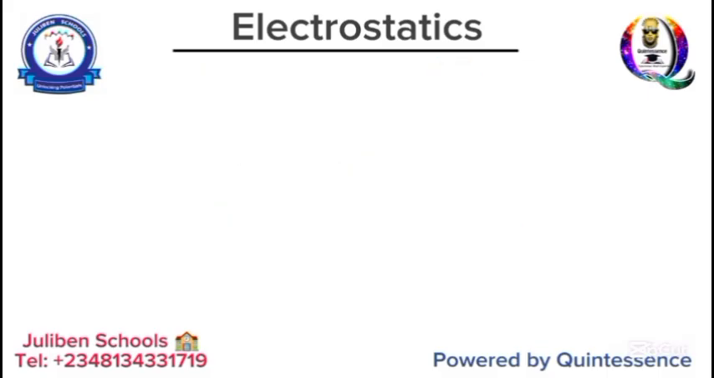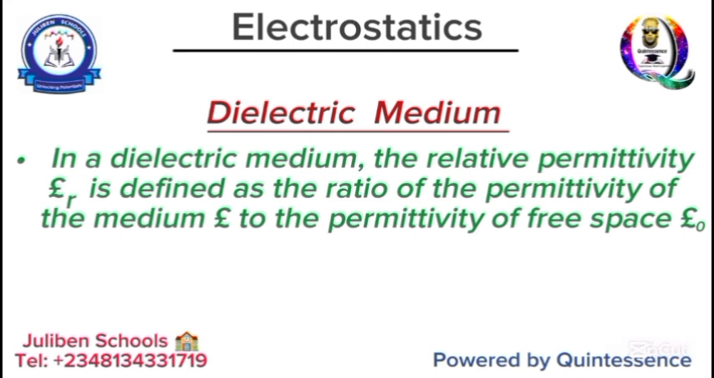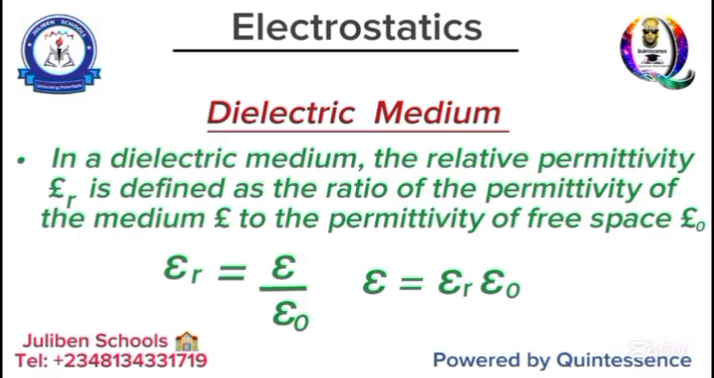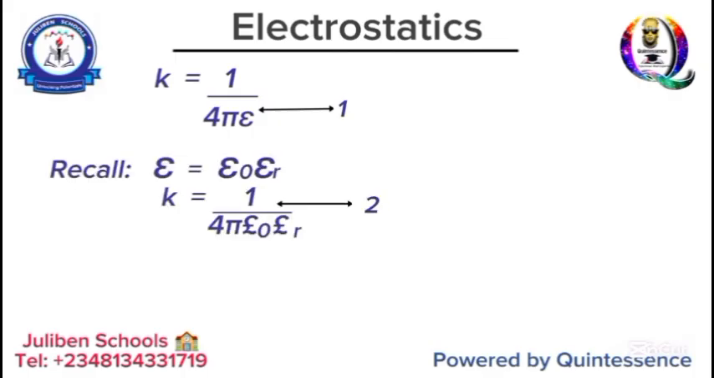Now that takes us to a dielectric medium. In a dielectric medium, the relative permittivity, epsilon R, is defined as the ratio of the permittivity of the medium to that of free space. That means epsilon R is equal to epsilon all over epsilon naught. So if you make epsilon the subject of the formula, you have epsilon R times epsilon naught. And if you write the formula of K to be 1 all over 4 pi epsilon, and K naught to be 1 all over 4 pi epsilon naught epsilon R.